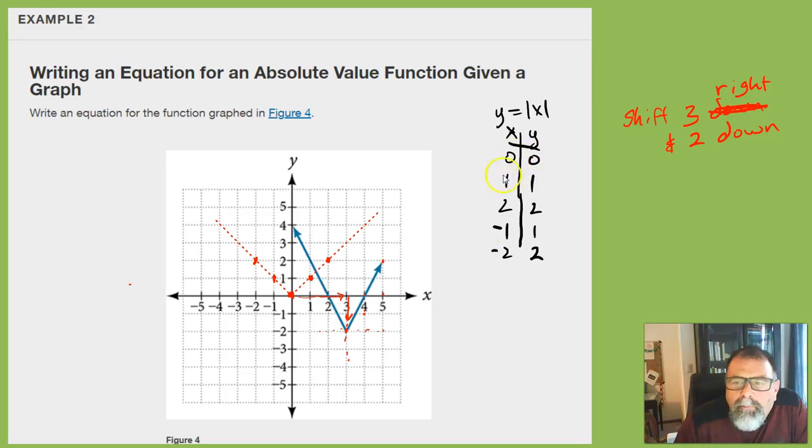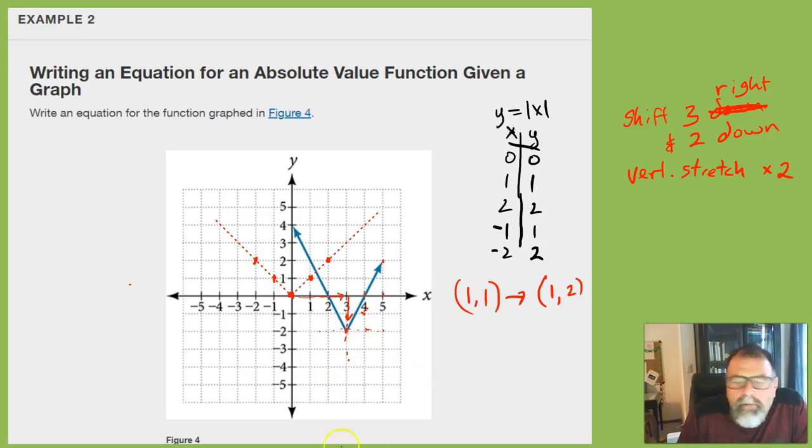So for our basic one, 1, 1 is getting, so again, if I pretend this is origin, 0, 0, this point would be 1, 2 instead of 1, 1. Okay? So that means I'm doing a vertical stretch by a factor of 2.